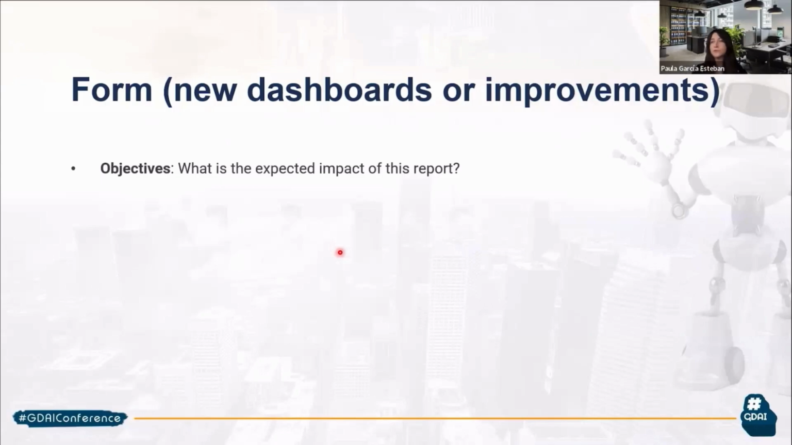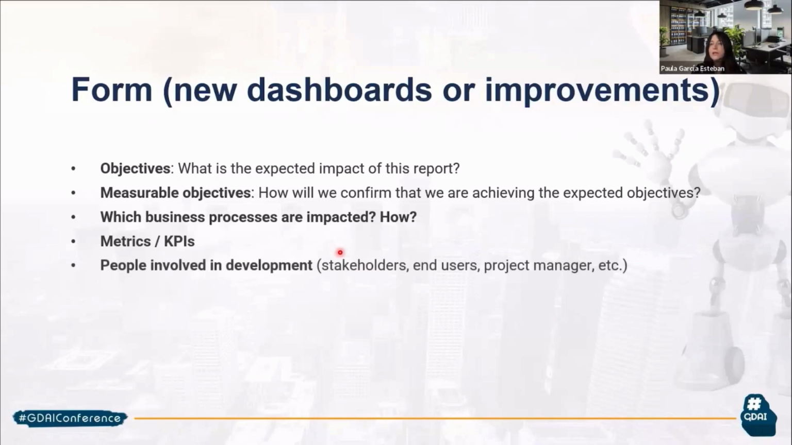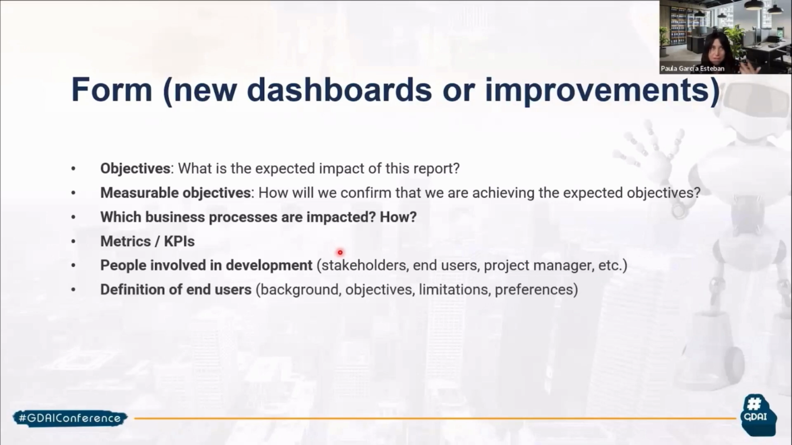But what's the idea? To identify the objectives: what is the expected impact of this report in business terms? To have measurable objectives: how we will confirm that we are achieving the expected objectives or not, which business processes are impacted, which metrics, of course, which KPIs, how many people are going to be involved in the development, because not everyone is a stakeholder. We need to consider the end users, the project manager, and whatever potential user is going to be impacted. And we need to understand who will give us the okay to go live. So it's something important.